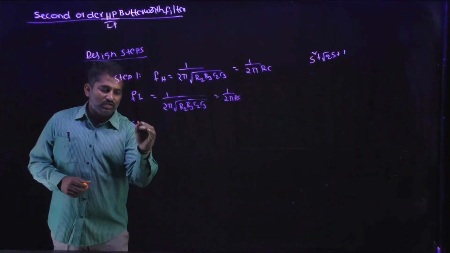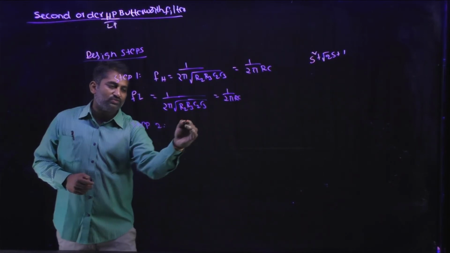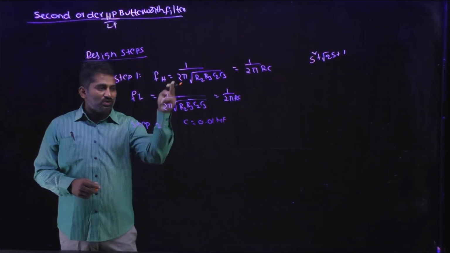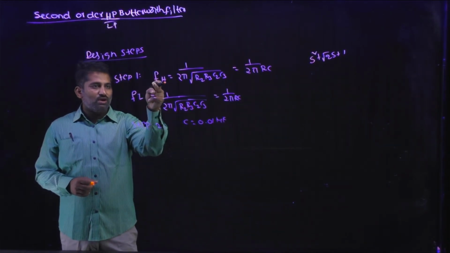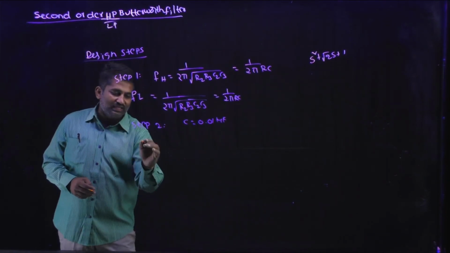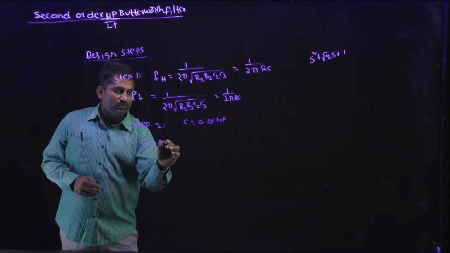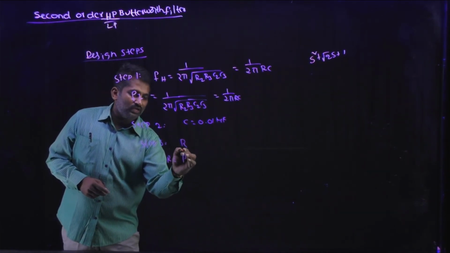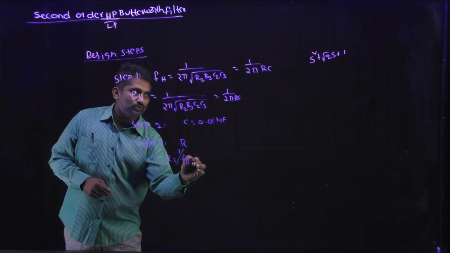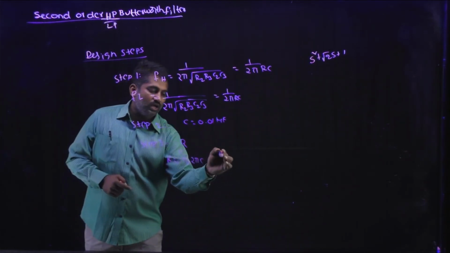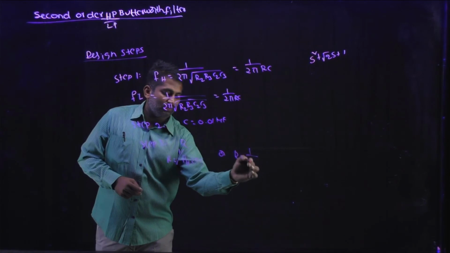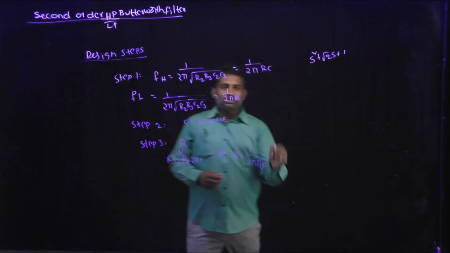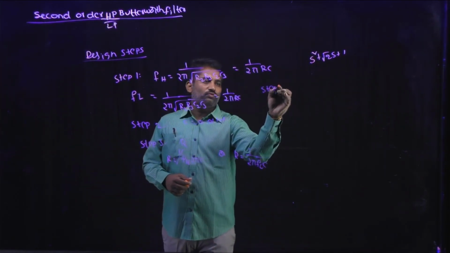And coming to step 2, choose the value of C equal to 0.01 microfarad. Once you know the value of C and you know the value of FH or FL, then you can easily calculate the value of R. That is R is equal to 1 divided by FH into 2 pi into C, or R is equal to 1 divided by 2 pi into FL into C.